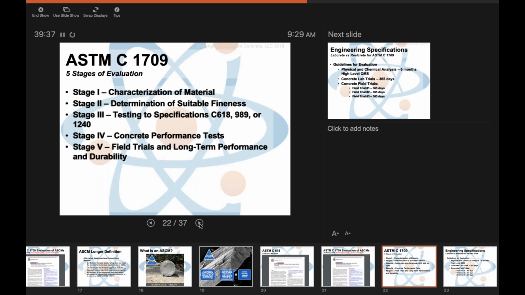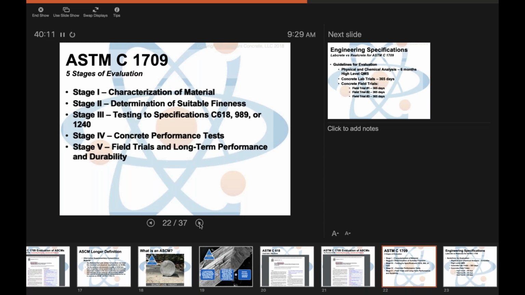So throughout the 1709, you have to go through these 5 different stages where you basically go from microscopic, looking at the physical and chemical breakdown of the material. You're characterizing the material, but you're also going through the mortar mixes, the ASTM C109s, the strength activity index, the water demand test, and you're going all the way up through comparing it to a 618 or a 989, whichever one you choose. And then you go through the 1-year lab test, and then you still have to go to the field. Next slide, please.